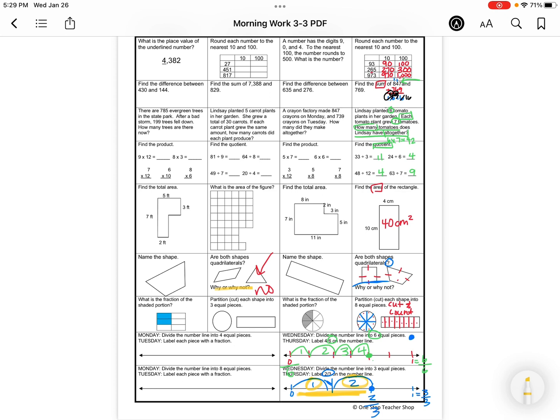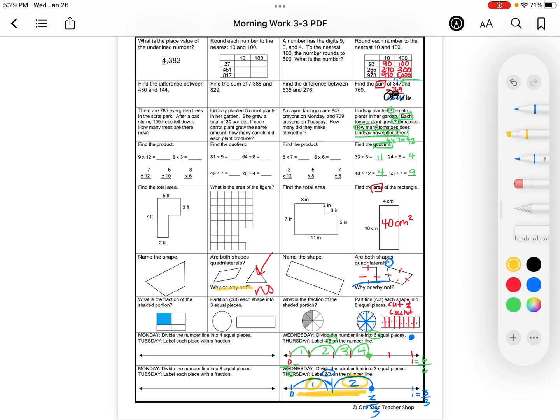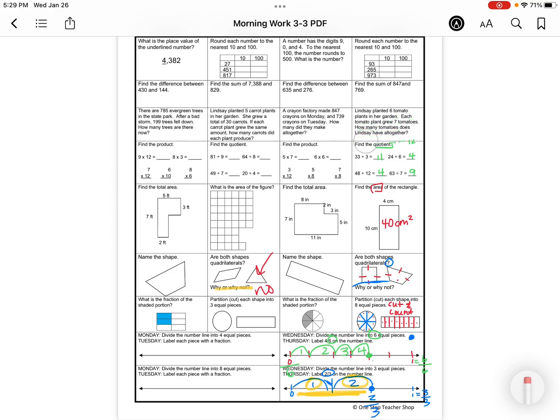So take a few minutes and just kind of review. We do not have a morning work quiz this Friday, but we will next Friday, and it will include skills from this week and skills from next week. So this is something that you may want to keep track of if you have the paper copy on the back of your homework, and just to review again before the end of next week.